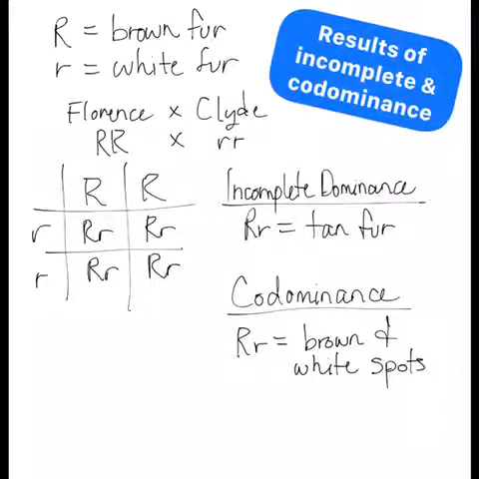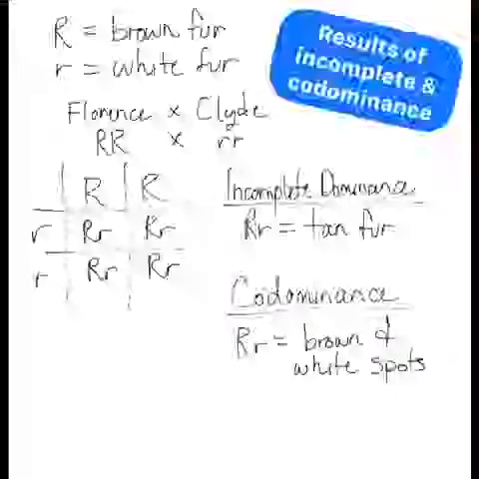If Florence's brown fur exhibits incomplete dominance, heterozygous offspring will most likely have tan fur or any fur color that is intermediate between brown and white. If the brown and white fur alleles are codominant, then the heterozygous offspring would most likely have brown and white spots, showing both fully expressed fur colors.